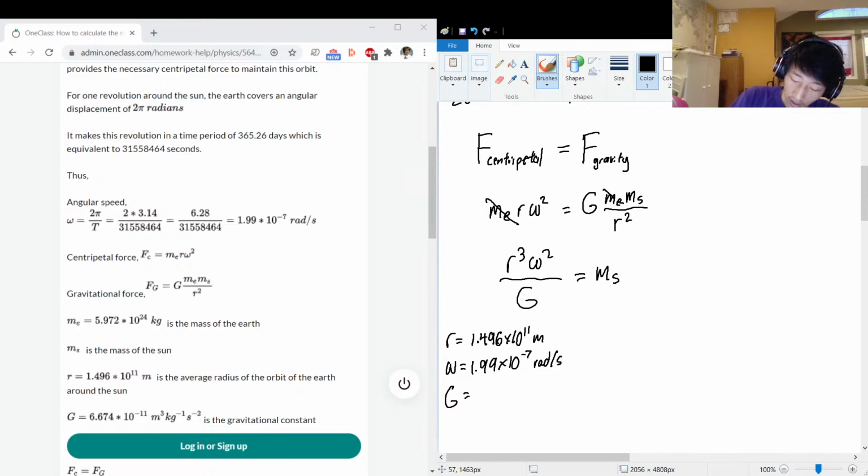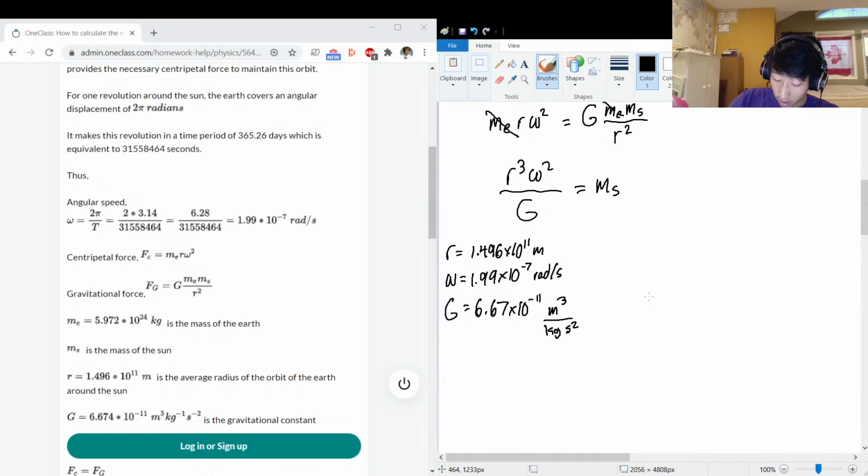And big G, that's a constant, the gravitational constant, 6.67 times 10 to the negative 11 meters cubed divided by kilograms second squared. Okay, so sticking these into the equation, we should be able to get our value. So the r is going to be 1.496 times 10 to the 11 meters, that whole thing cubed. Don't forget those exponents.